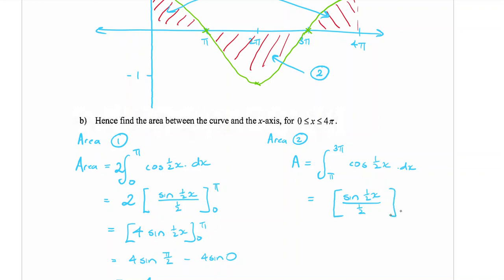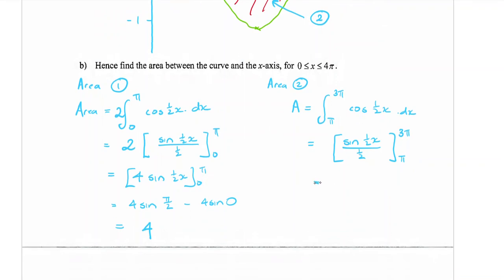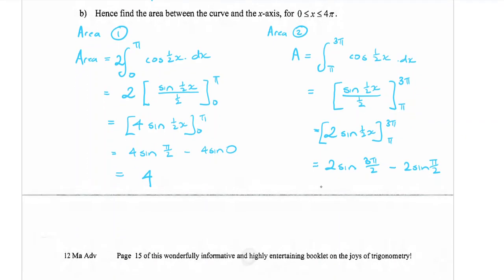But the half on the bottom could just be multiplied out the front to be a 2. So it is going to be 2 sine half x. Sub in your values, and you'll get 2 sine 3 pi on 2 minus 2 sine pi on 2. Do we already know what it is? It should come out as minus 4. It's negative because it's below.